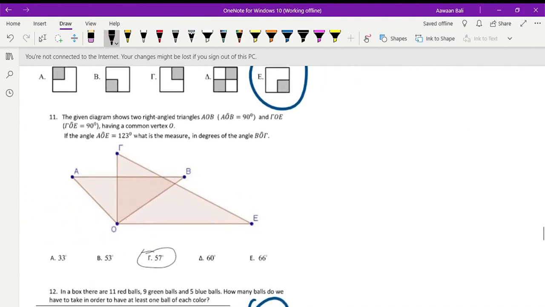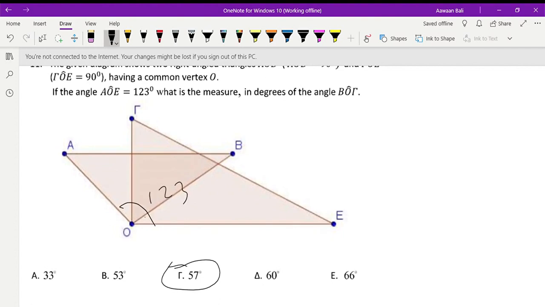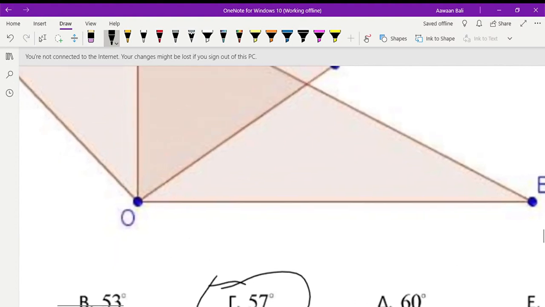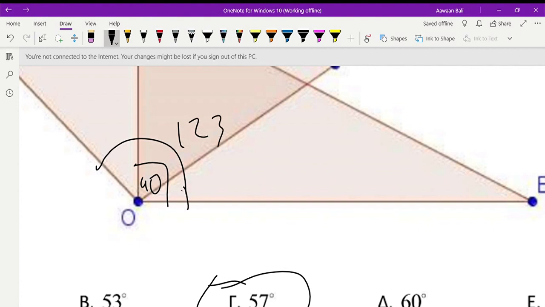Now, question number 11. The given diagram shows 2 right-angled triangles, alpha AOB and gamma OETA, having a common vertex O. If angle AOE, so this whole angle, is 123, what is the measure in degrees of angle beta? Okay, so we know this is 90, and this is 123. So we can easily find this by subtracting 90 from 123. So we know this is 33.